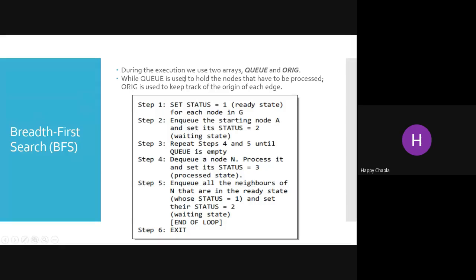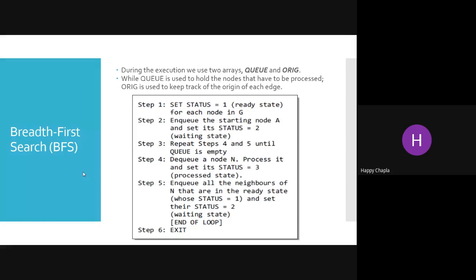Okay, now during the execution, we use two arrays, queue and origin. Queue is used to hold the nodes that have to be processed, that means अभी उसका visit हमने नहीं किया. Origin is used to keep track of the origin of each edge. Now, we have that algorithm for how we can traverse our graph using the breadth first search technique.